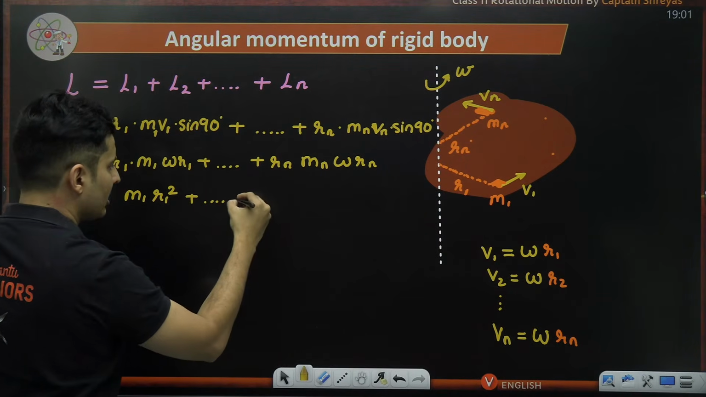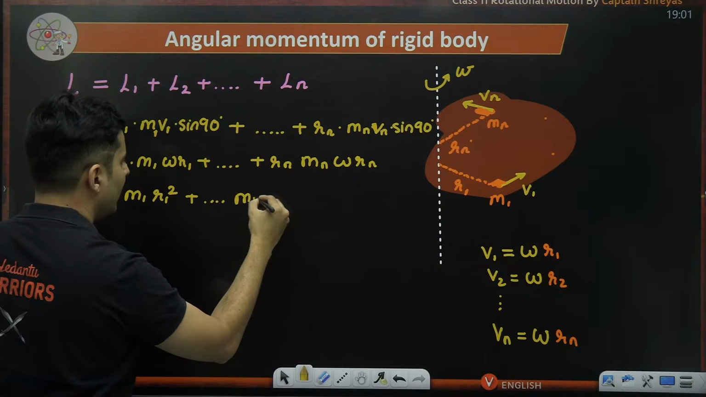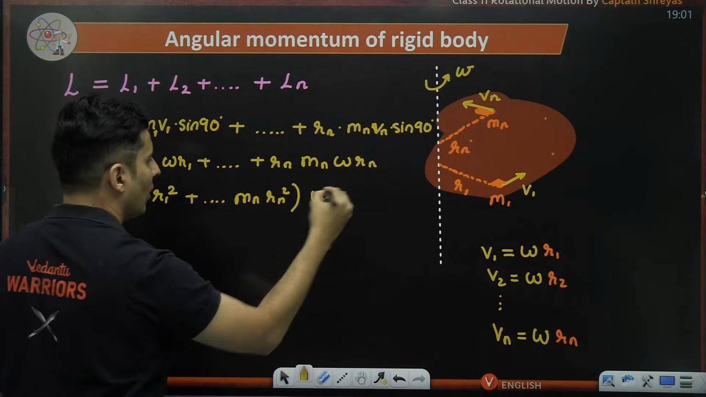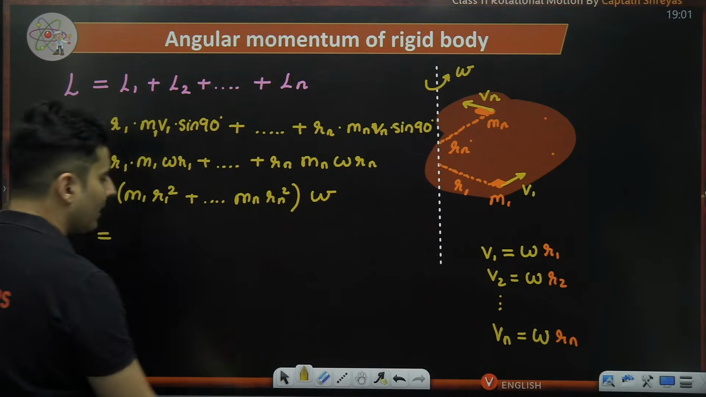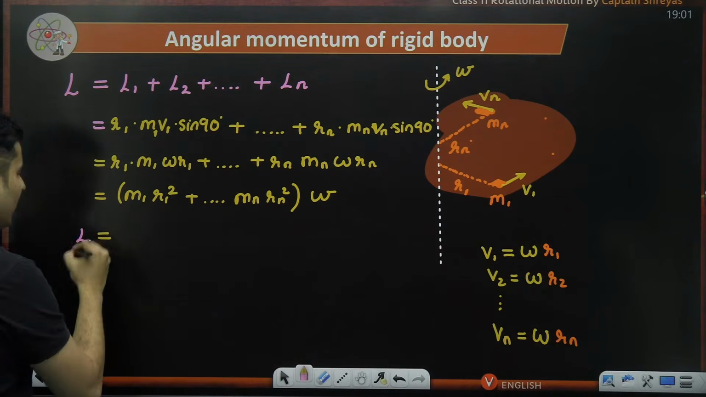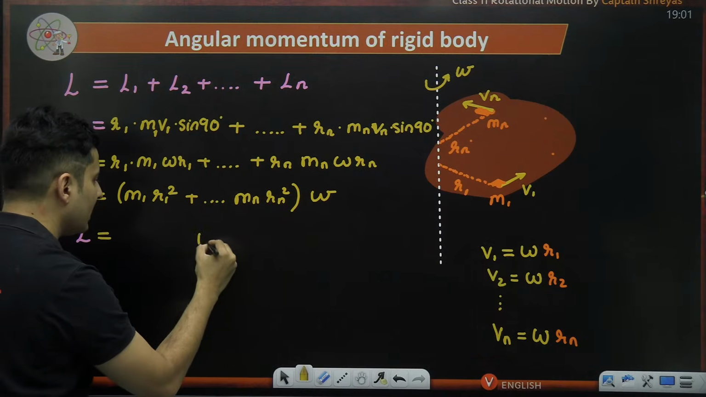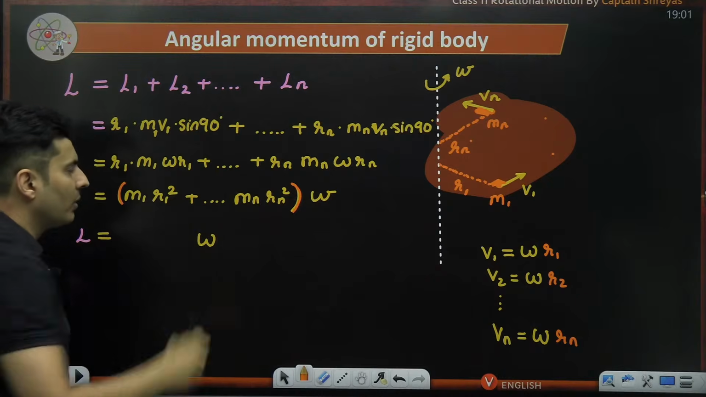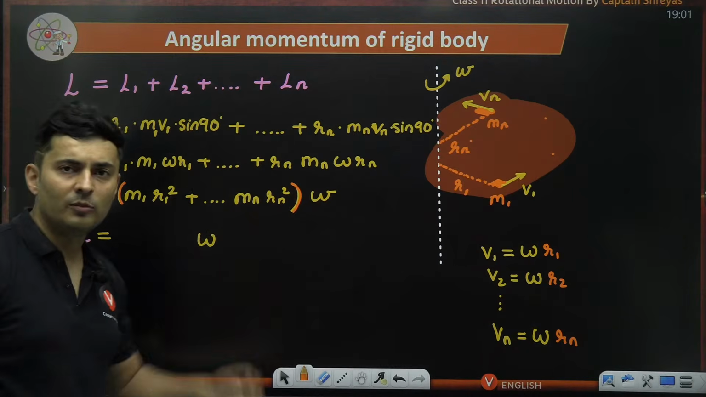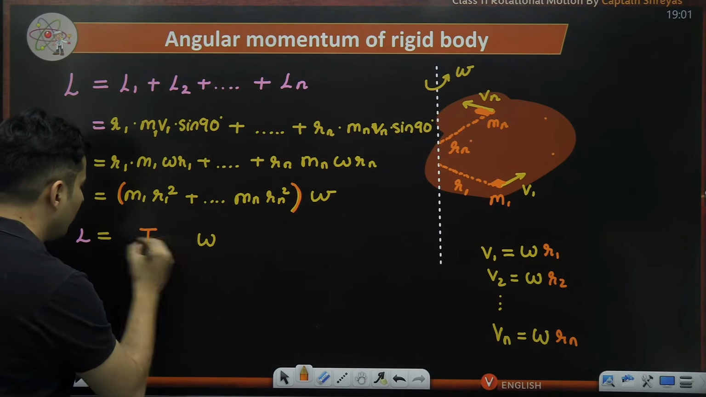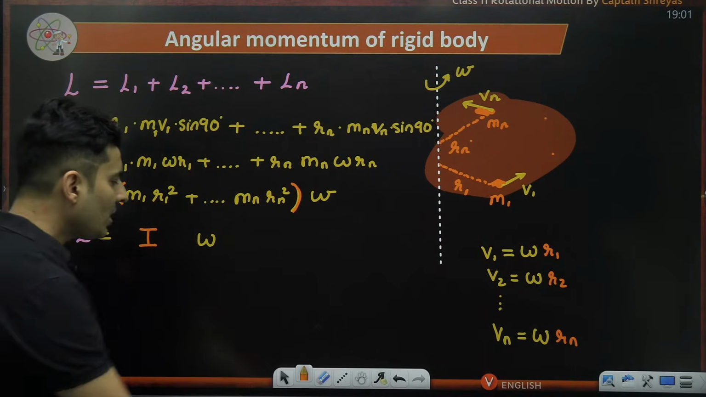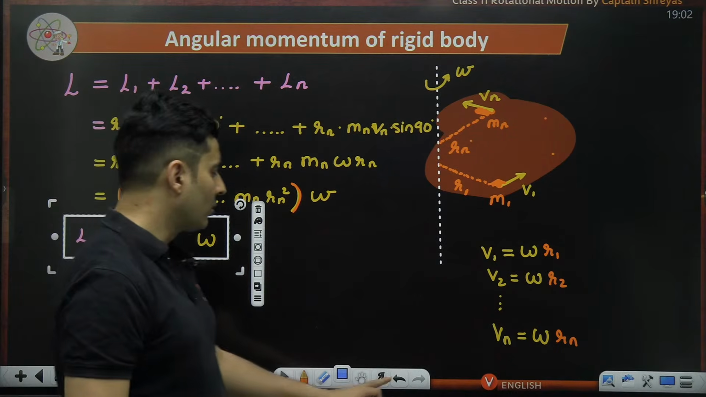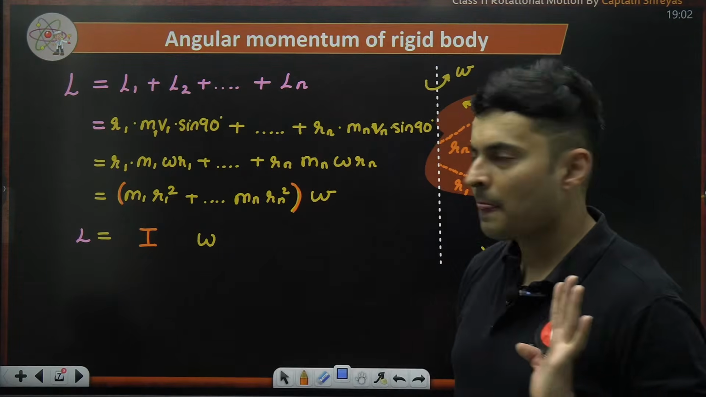Rn into Rn is Rn square, so it will become Mn Rn square. From everywhere, omega is taken out common. What is this particular entity, my dear students? Quickly think and tell me whatever is there inside these brackets when I take out omega common. This is the definition of moment of inertia. So this is nothing but the moment of inertia of that particular body. This is how you find the angular momentum of a rotating rigid body.